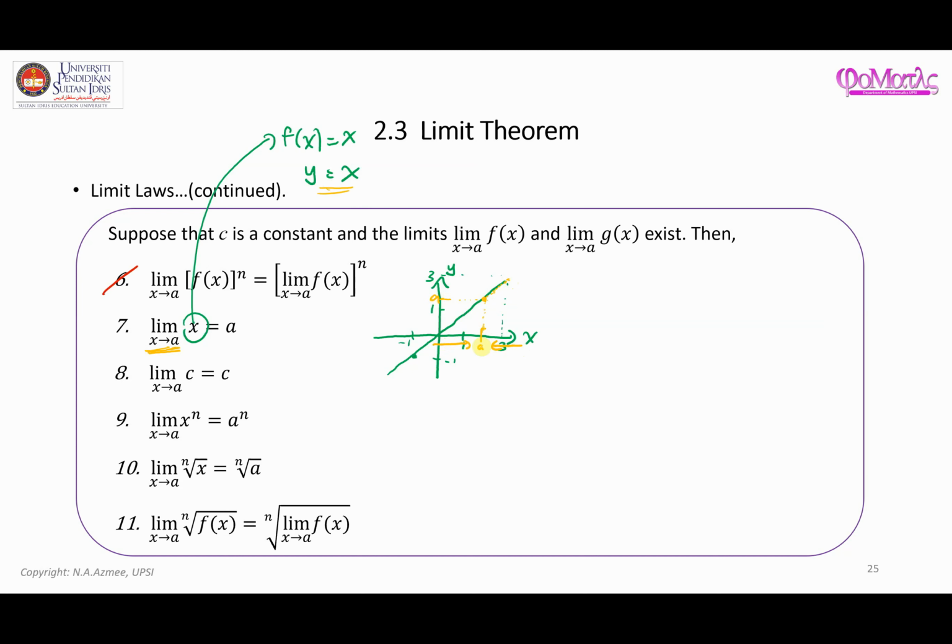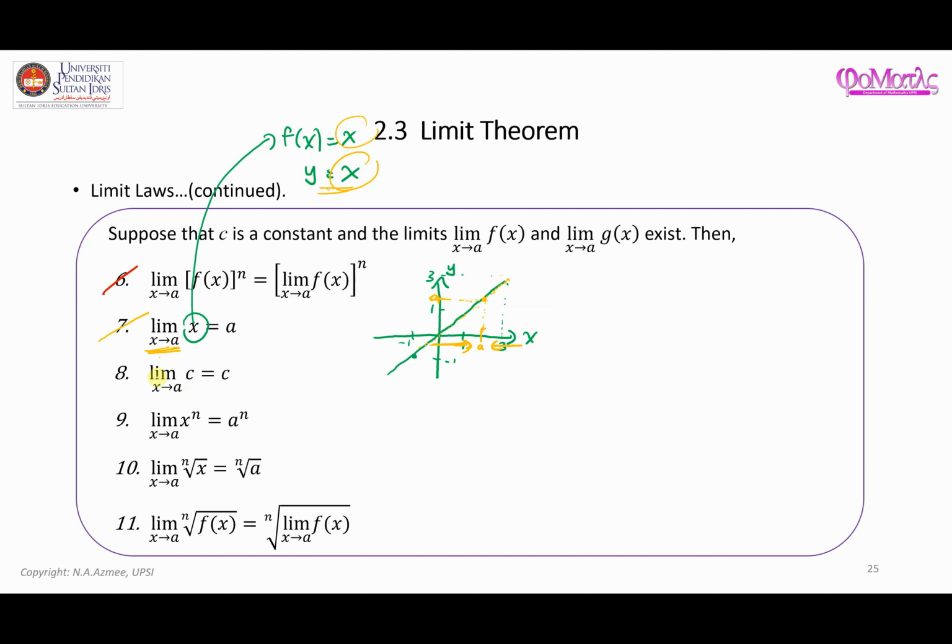And if x approaches a from this direction, the value of y is going upwards, and when it gets closer to a, it will reach this point here, and this point is equal to a. So for that reason, I hope that you can see the limiting value of a simple function, where the function here is just x, is equal to a, where a is the value of interest in this case.